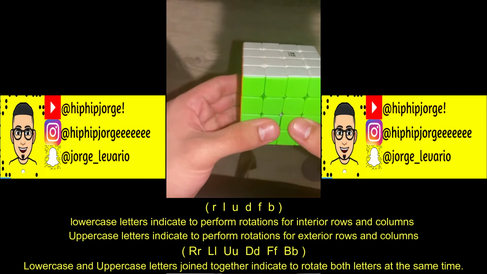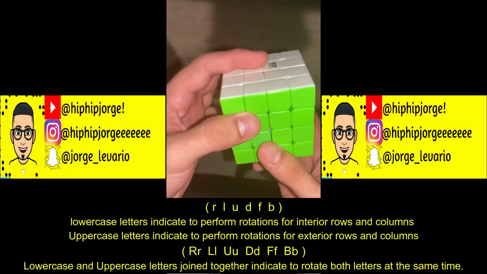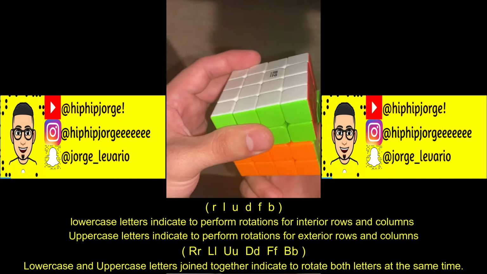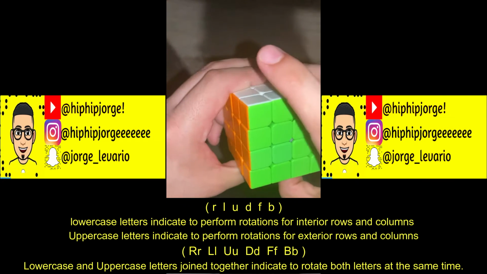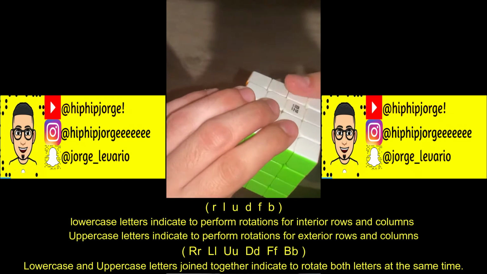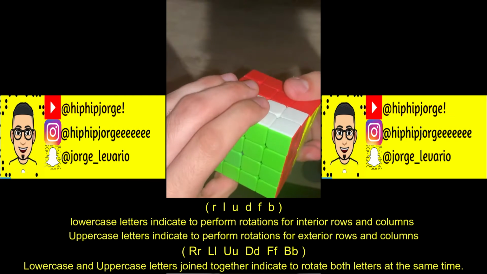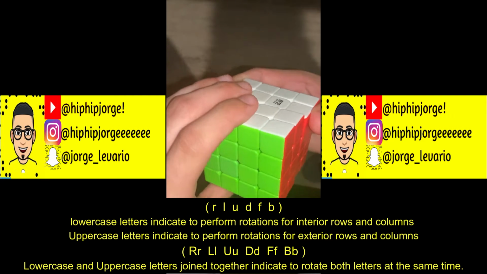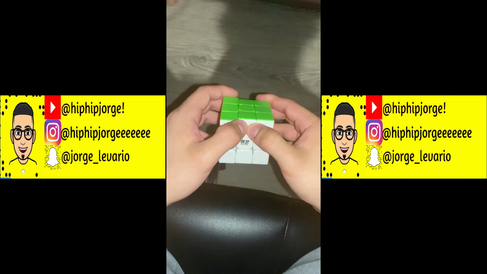Big U, little u, up. Big D, little d, down. Big F, little f, the front face clockwise. Big B, little b, the back face counterclockwise. And that would be all.